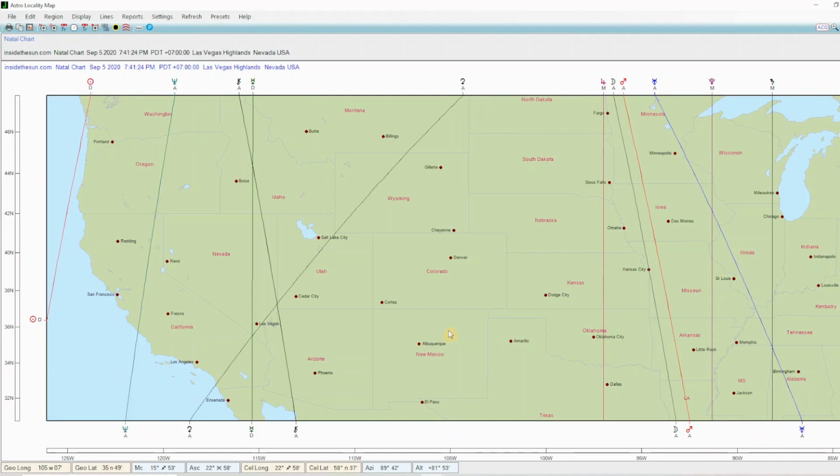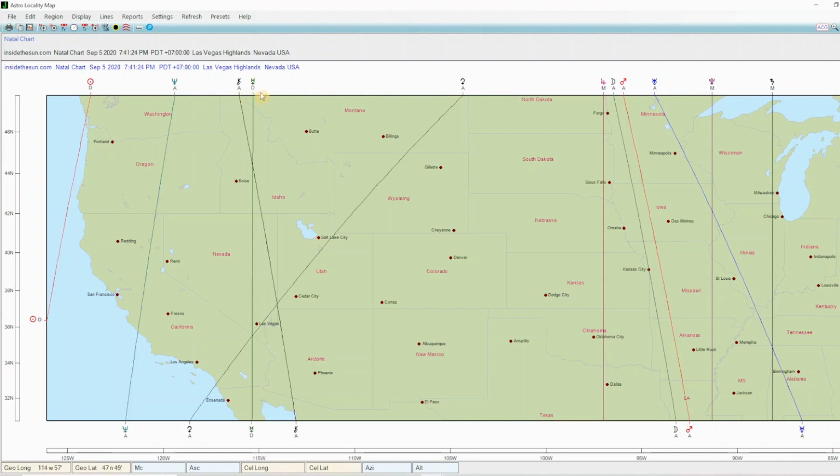These are lines that are formed by planets being on the angles. There's four types of these lines, and they're represented by different letters here. So here's the Sun, starting on this side with a D. If you were on this line, that means the Sun would be on the descendant for you there. Here we have Neptune with an A. So if you were on this line here, Neptune would be on the ascendant.